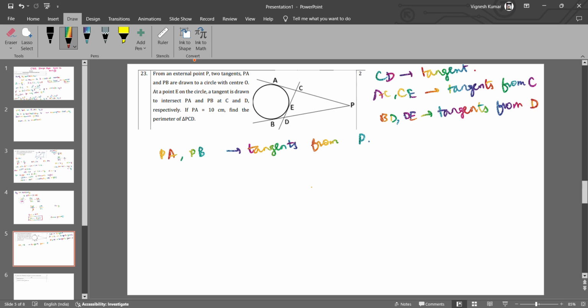So now we will use the second property that we studied in the circles chapter. What was the second property that we studied in the circles chapter? The tangents drawn from an external point to a circle are equal.